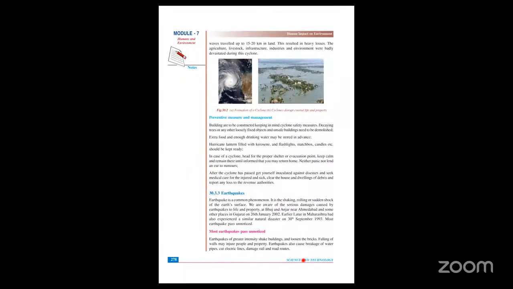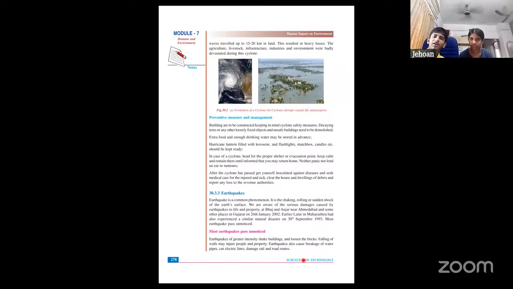So, read this, please. The sea surged up to 7 meters high, and waves traveled up to 15 to 20 kilometers inland. These resulted in heavy losses. The agriculture, livestock, infrastructure, industries, and environment were badly devastated during the cyclone.